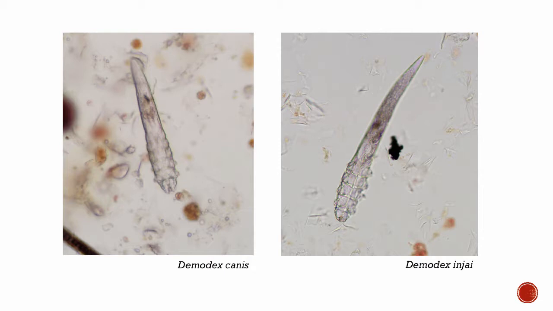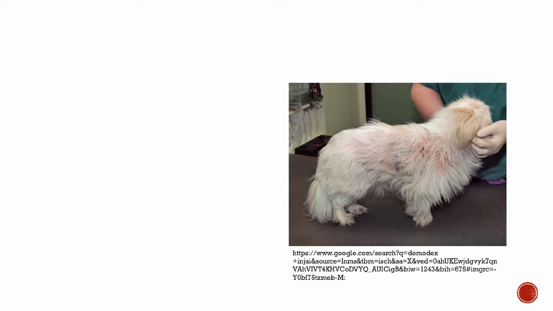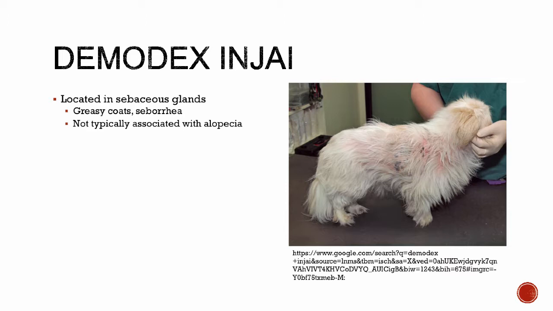But this is exciting. How many of you know little white dogs that are all greasy and gross? And then they get itchy. Those little greasy white dogs may have Demodex, and they may have Demodex injai, because it likes the sebaceous glands, those oil glands of the skin, and it's really pointy and likes to live down in there. It is not typically associated with alopecia unless they are itchy and they've got overgrowth and they're scratching and pulling out their hair. But it is associated with that greasy, kind of nasty seborrhea coat. It can be adult onset, so it's not necessarily your puppies. It's your adult dogs, and so you may not look for Demodex because you say to yourself, it's not a puppy, it's not Demodex, and you don't do the skin scrape, and you miss it.